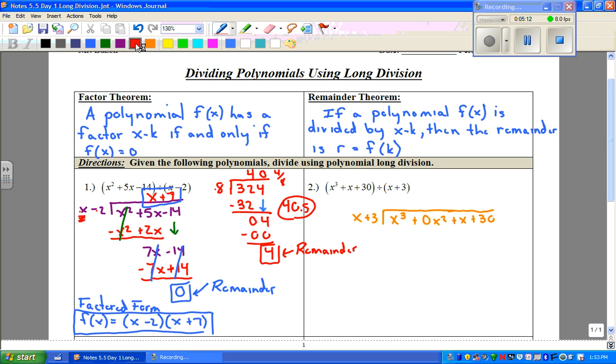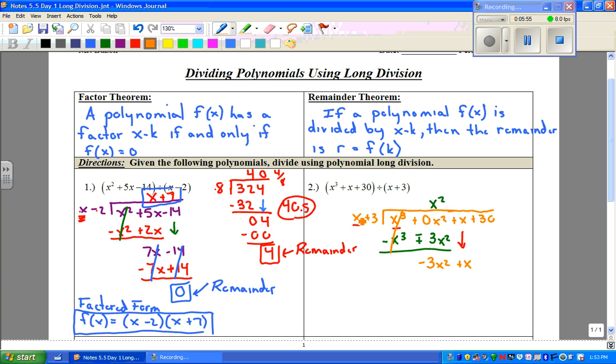Okay? We take a look at this, and we know we would need to multiply this by x squared to get x to the third power. So you're going to take x squared and put it up here. x squared times this becomes x to the third power. x squared times this becomes plus 3x squared. You're going to subtract right here. So now that is going to go to 0x to the third power. We're going to be left with minus 3x squared. Bring this down, plus x.